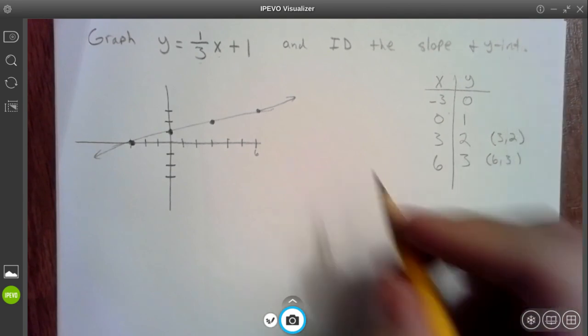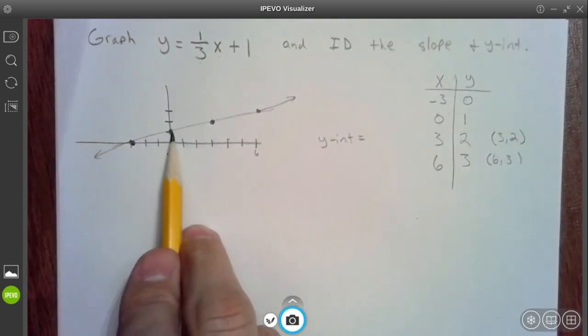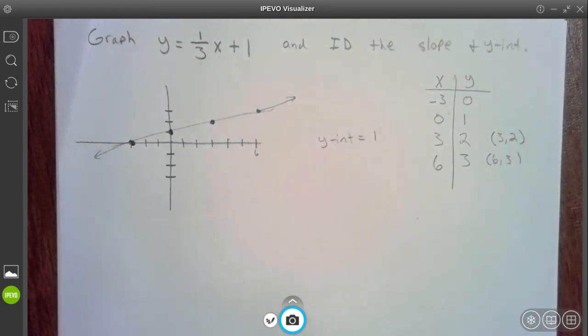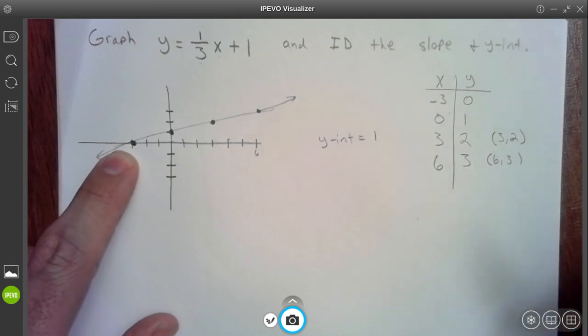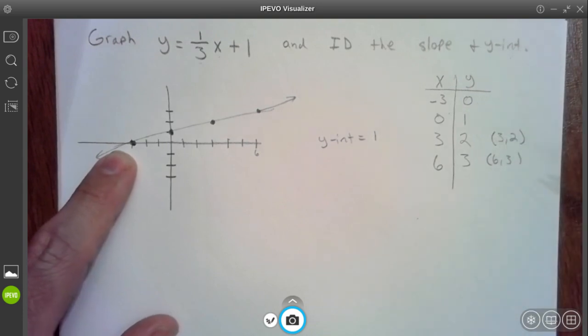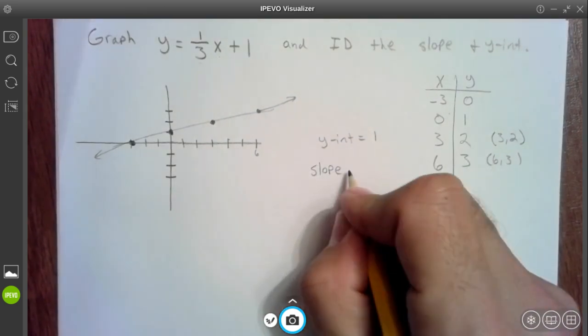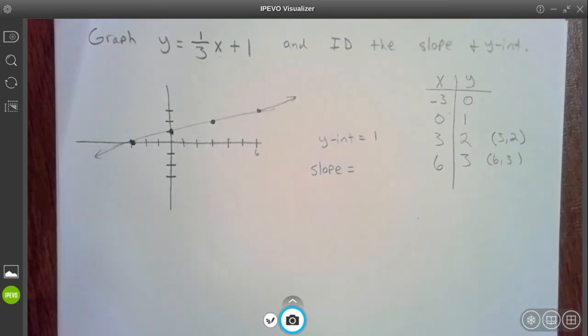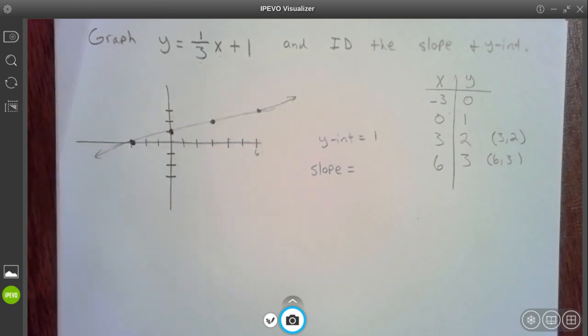The y-intercept is right there where it crosses, and that is +1. The x-intercept looks like it was -3. We can tell that from our table as well. The slope. Remember, slope is just a ratio to describe how tilted the line is. This line is not very tilted compared to our last one, and so it's going to have a smaller slope.